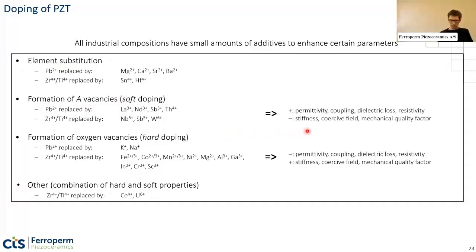And you see the effect here that for soft doping you generally raise some coefficients and some properties, and some others are decreased. And for hard doping, it's very simple. The sign is reversed. So, for example, permittivity that went up for soft doping will go down for hard doping.